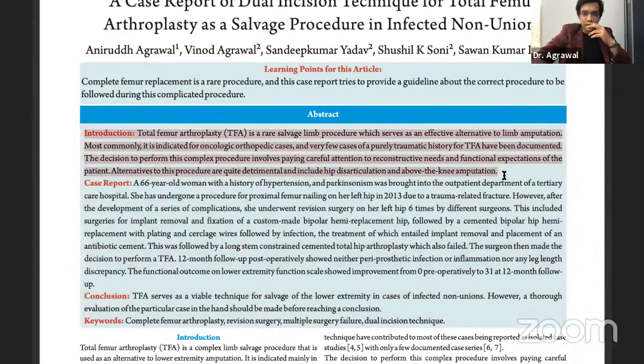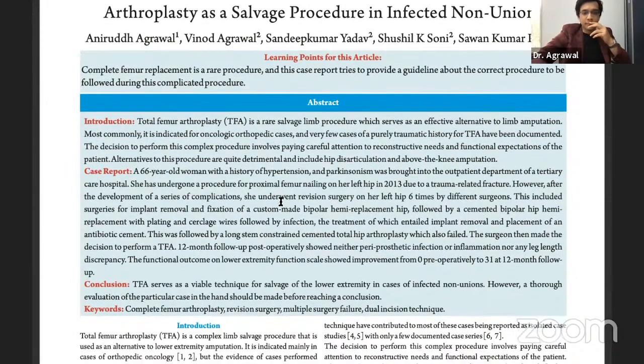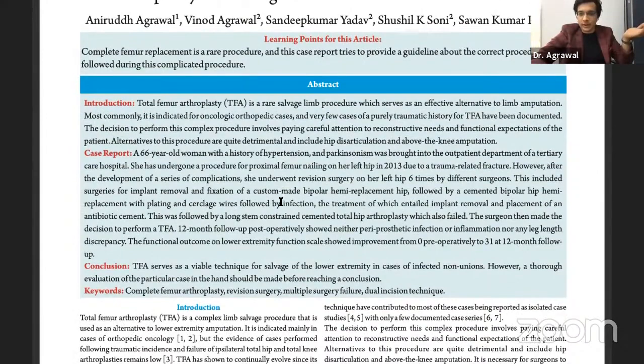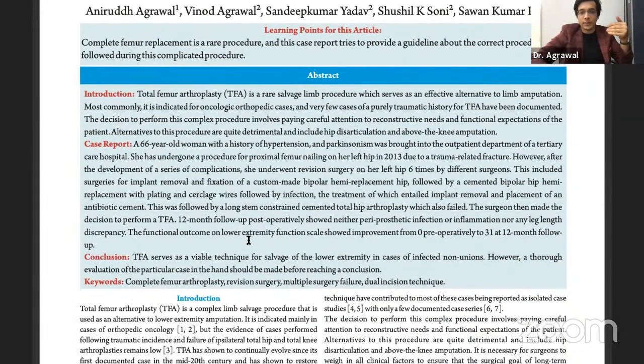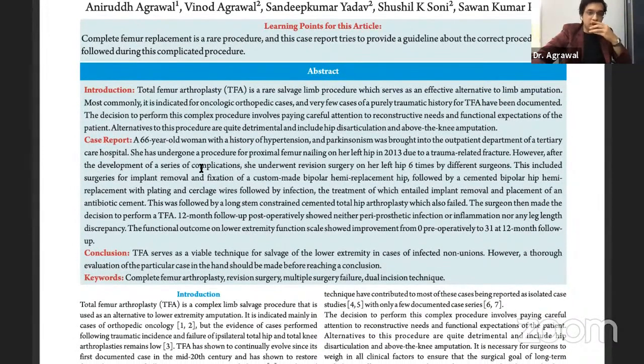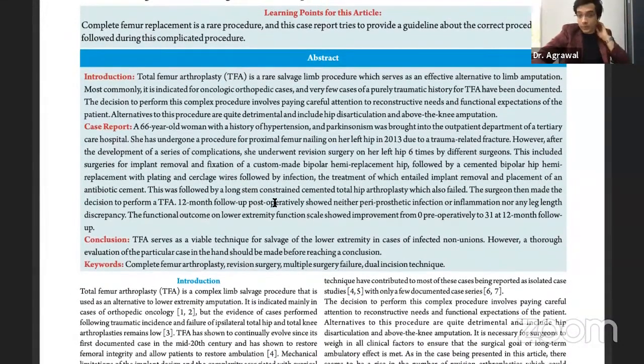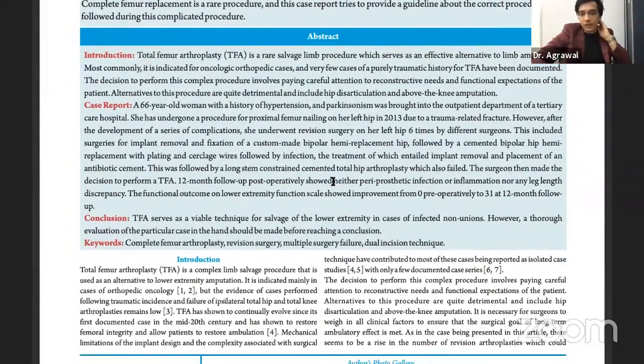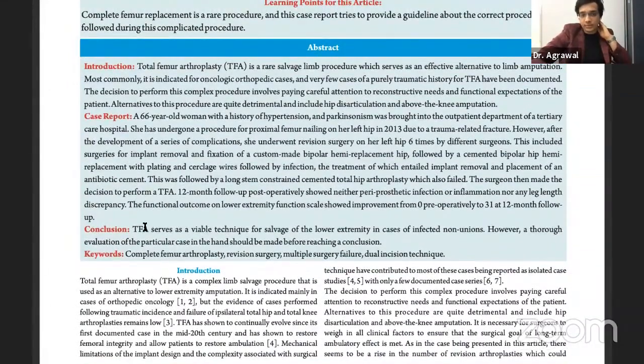Then we have the introduction. In the introduction you usually write what the current studies are and what is known about this particular procedure and pathology. Then you move on to the case report, which is what exactly happened in this particular case and why you think it was worthy to be reported. And then the conclusion, saying that TFA, total femur arthroplasty, is a viable technique for salvage of the lower extremity.